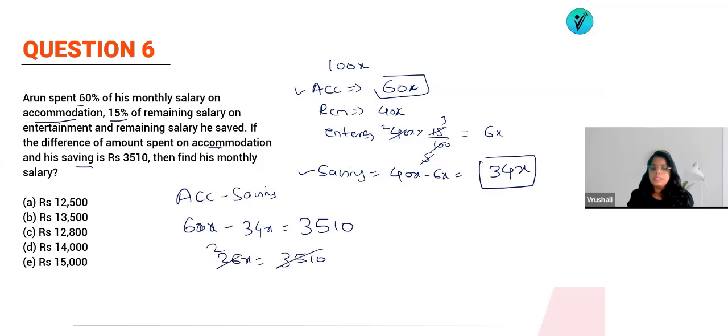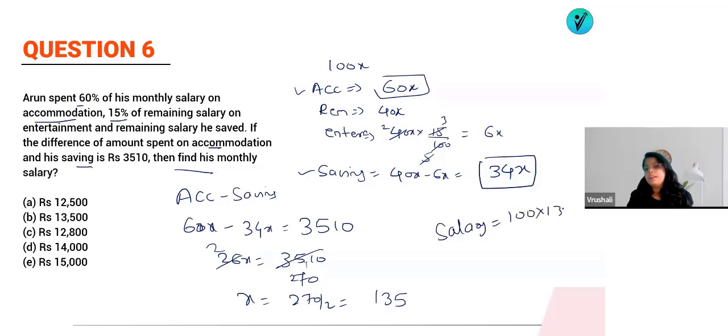13 twos are 26. There will be 9. 13 sevens are 91. 0. And x will be equal to 270. That means it will be 135. So they have asked you what will be the monthly salary. So his monthly salary was equal to 100x. That means 100 into 135, which will be 13,500. So his answer will be option number.